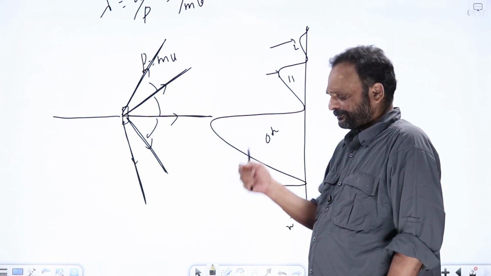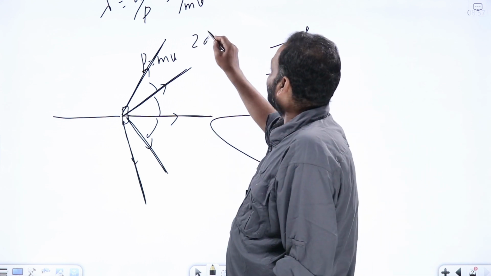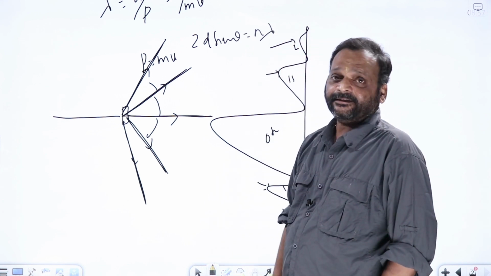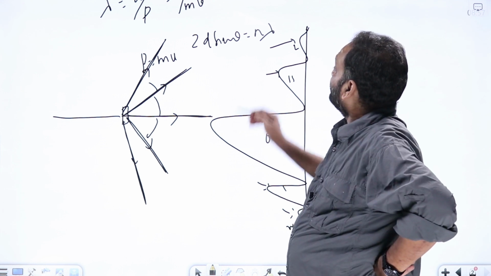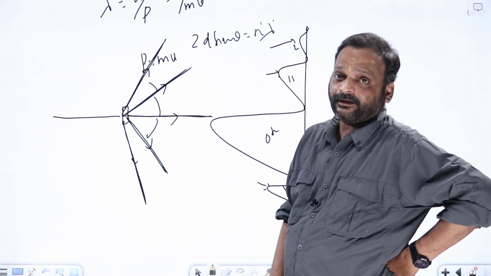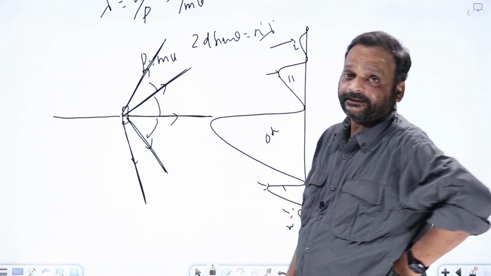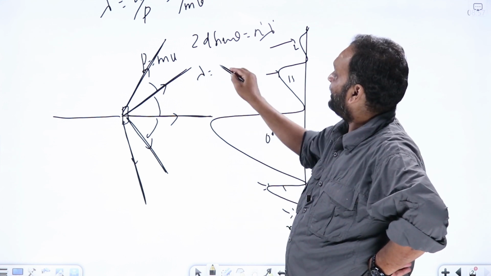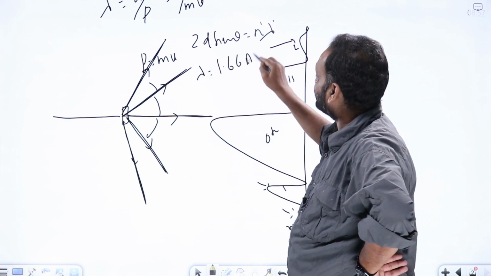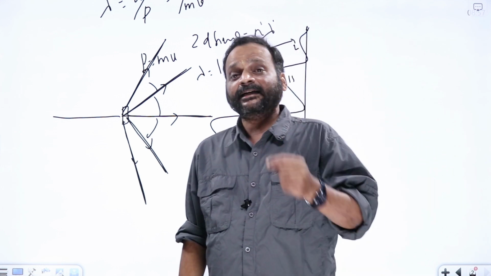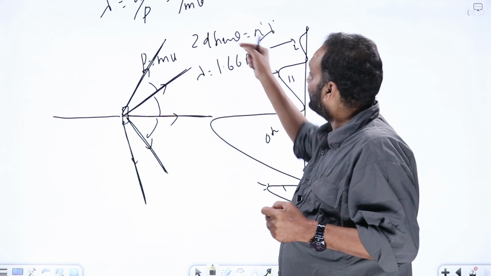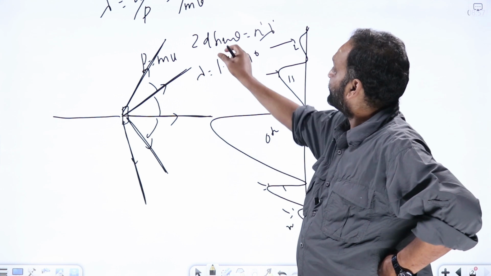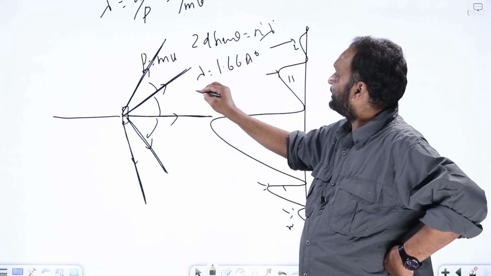So they calculated using Bragg's law, 2d sin theta equal to n lambda. This formula is used for x-ray diffraction. What wavelength radiation will give such a diffraction pattern? When they calculated using that formula, they found that radiation with a wavelength of 1.66 angstroms will give such a diffraction pattern from a nickel target. They took the interatomic distance in nickel and substituted it here, and they got this result.